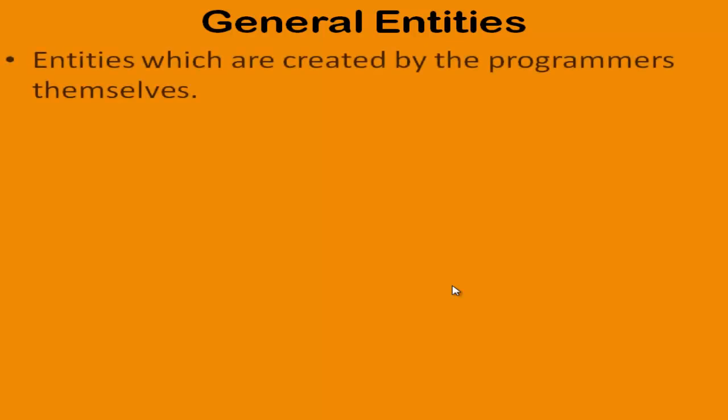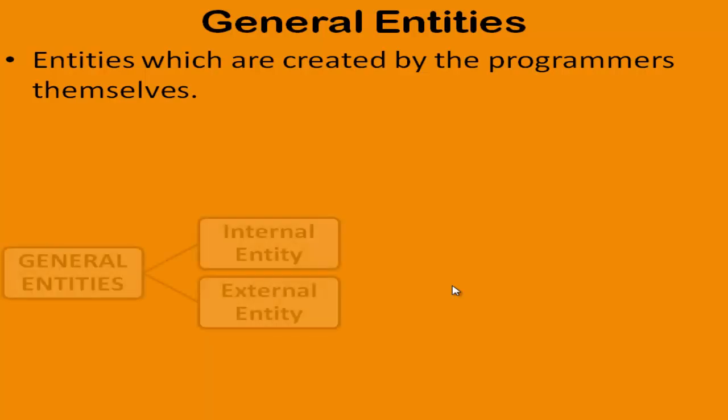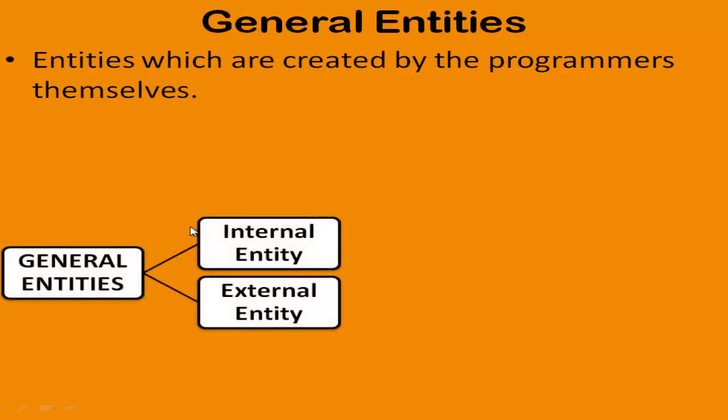General entities. General entities are nothing but the entities which are defined by the user himself. Instead of using the built-in entities, the user can create his or her own entities. The general entities can be divided into two major parts: internal entity and external entity.